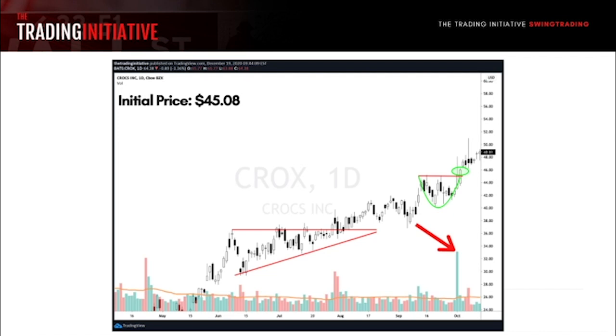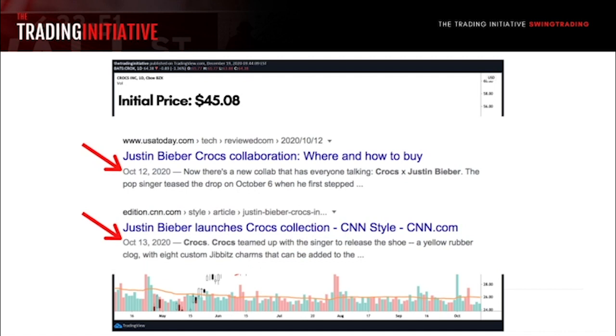What do you normally assume is happening when volume goes off the charts like this? Somebody knows something, right? So I was in prior to this. I watched it. I said, okay, something is probably going to happen. This is at the very beginning of October. And then look what hits.